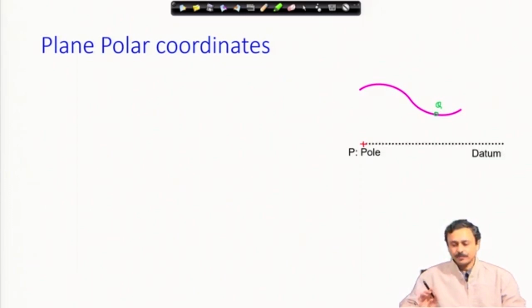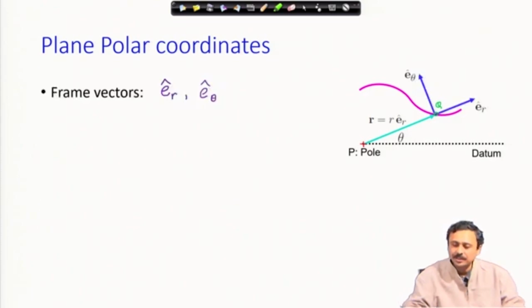I will also choose a direction, a line which I will call the datum line, from where I will measure all angles, the angle to the particle. So, from the datum line I measure angle, and which angle? Angle between the datum line and the line joining the pole and the particle, that is theta. And I also define this vector, the position vector, as r, which is the magnitude times the direction. Now, direction, how do I fix up the directions?